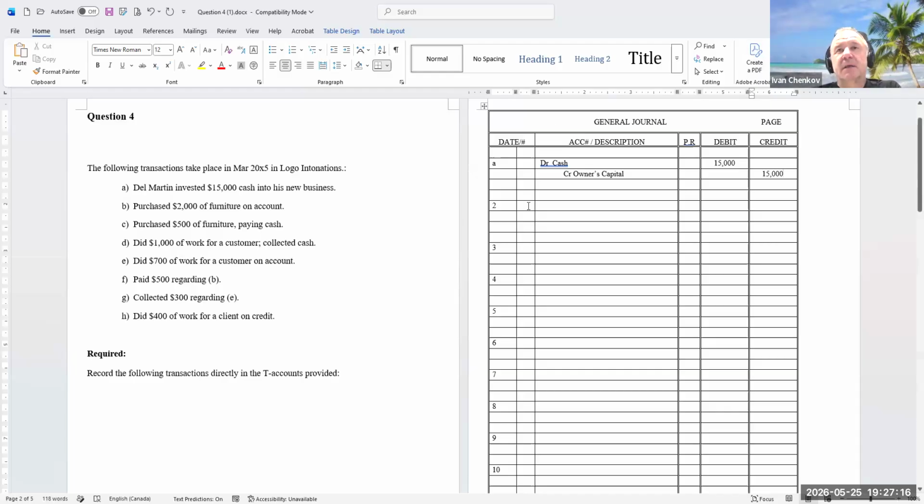Let's do the next one. Next one, in letter B, what happened? We purchased furnitures on account. What does the business get? Equipment. Okay, the equipment is an asset. What's the normal balance of the asset? Debit. If I want to increase the asset, what do we have to do? Debit or credit? Debit. Let's go. Debit asset, equipment or furnitures. In this case, let's stay with furnitures.